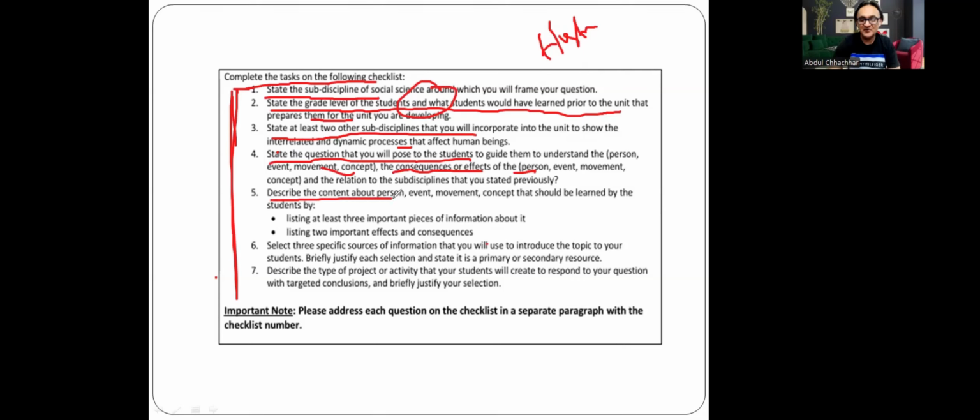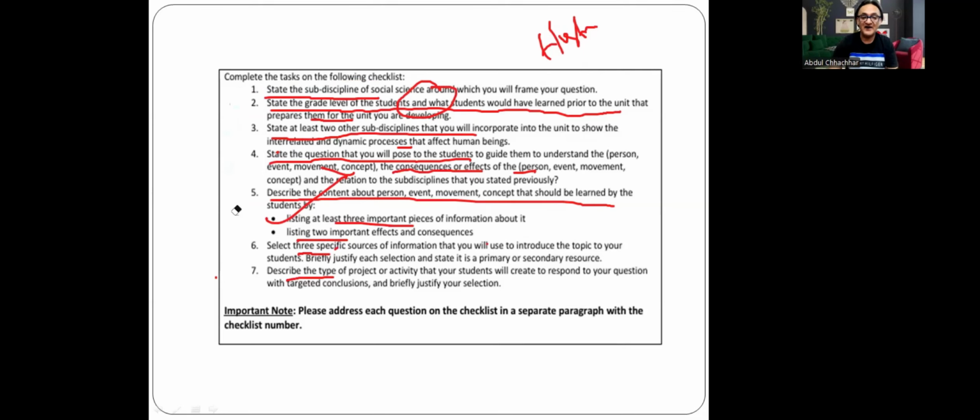Describe the content about the person, event, or concept that should be learned by the students. List at least three important pieces of information about the topic you have opened. List two important causes and consequences, causes and effects. What resources you will be using, primary and secondary, to teach this topic. Describe the type of project, that means assign an activity, project and so on.